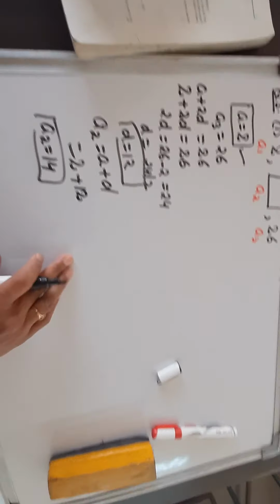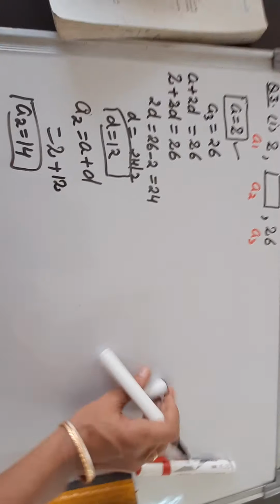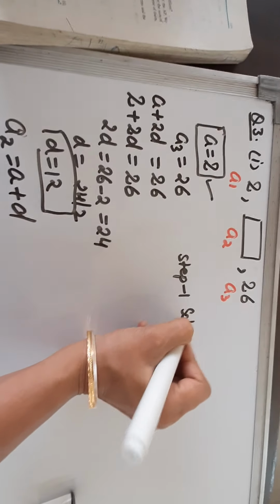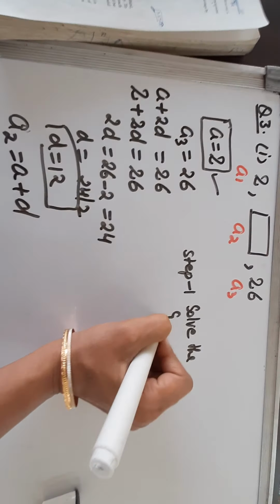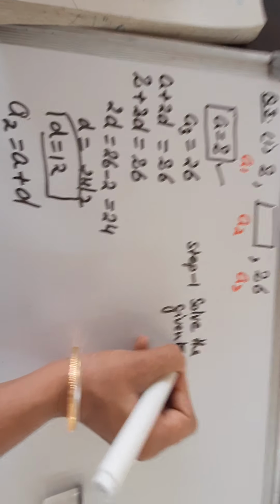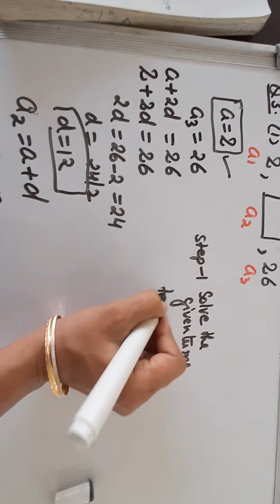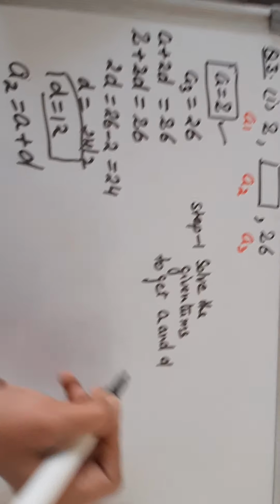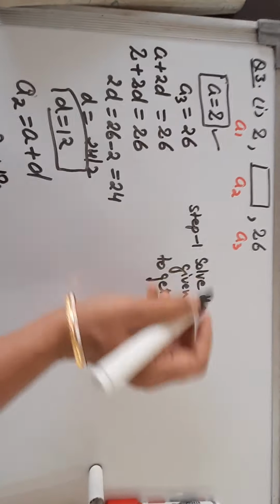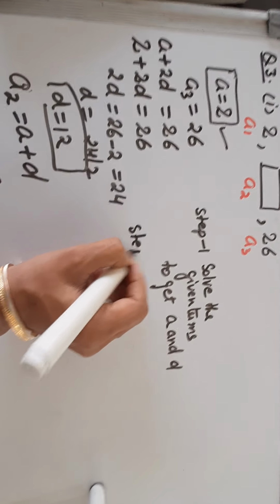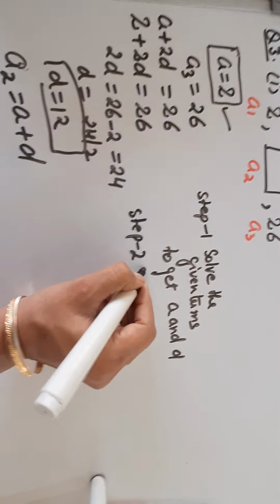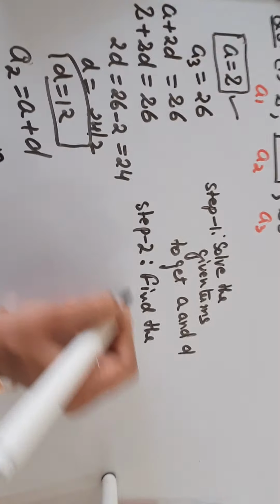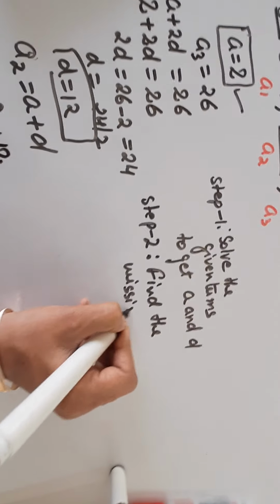So very easy. So what I told you to listen, first step क्या करना है, step 1 में solve the given terms to get A and D. A और D निकालने के लिए this is the first step. Then second step will be find the missing term.